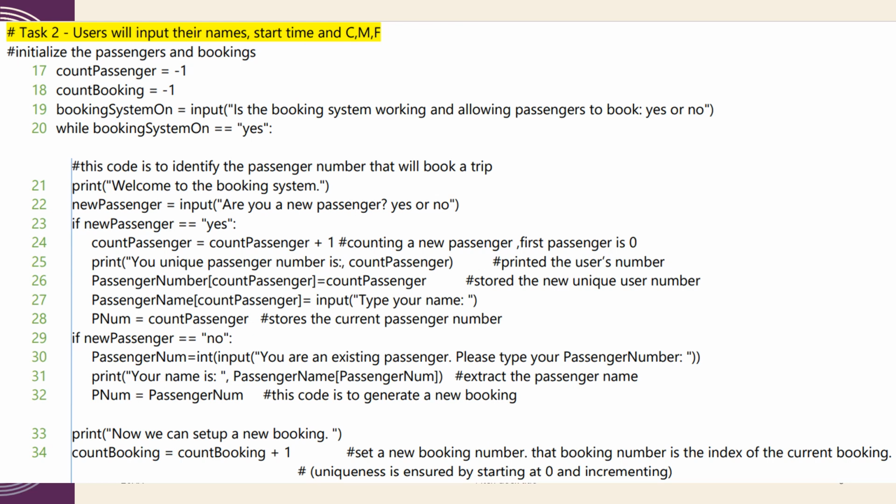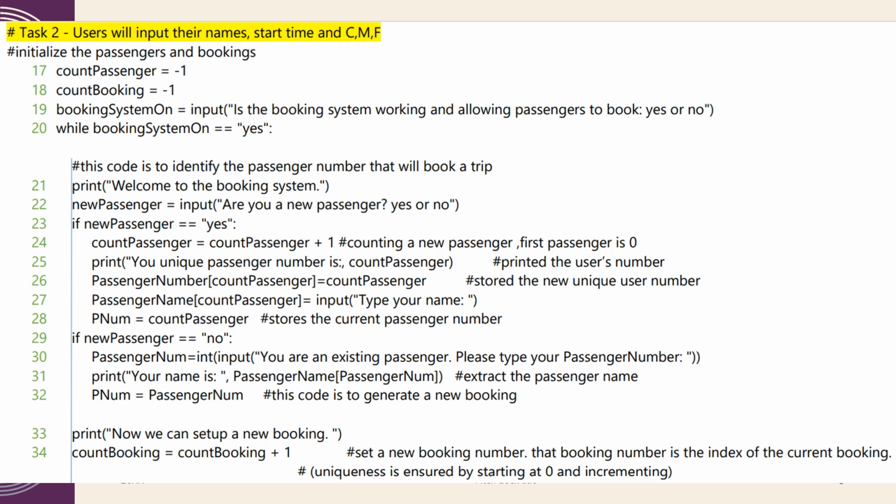Look at task 2. So the first 4, we have line 17, line 18, line 19, and line 20. They're left aligned, okay? So line 17 says count passenger equals -1, count booking equals -1. So we're starting it at a particular number, which is -1. And once we have a real passenger, we're going to increment count passenger, and then we're going to have the first passenger, their number is 0. And once we have a real booking, we're going to increment that -1, and the first booking number is 0.